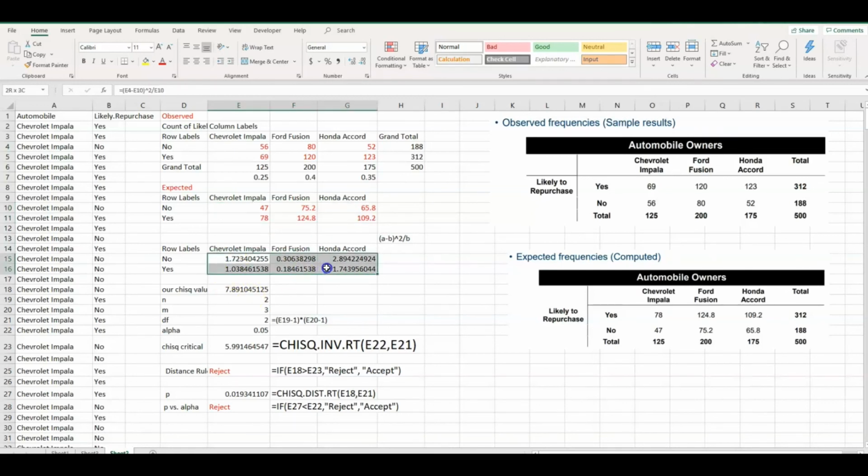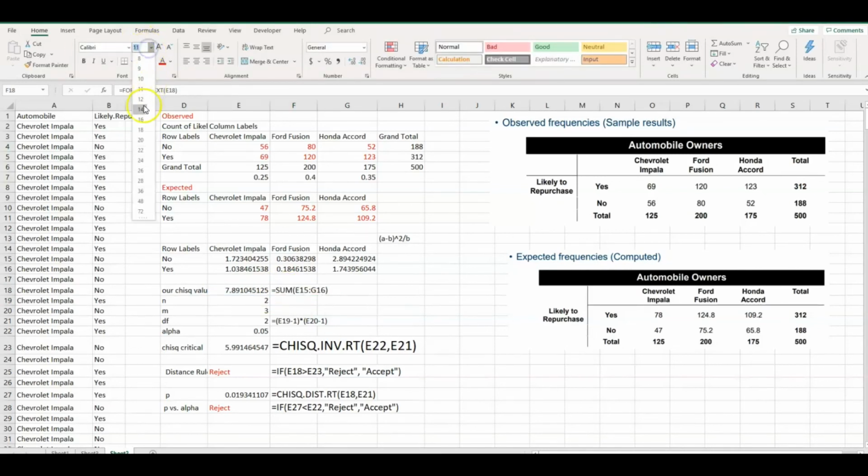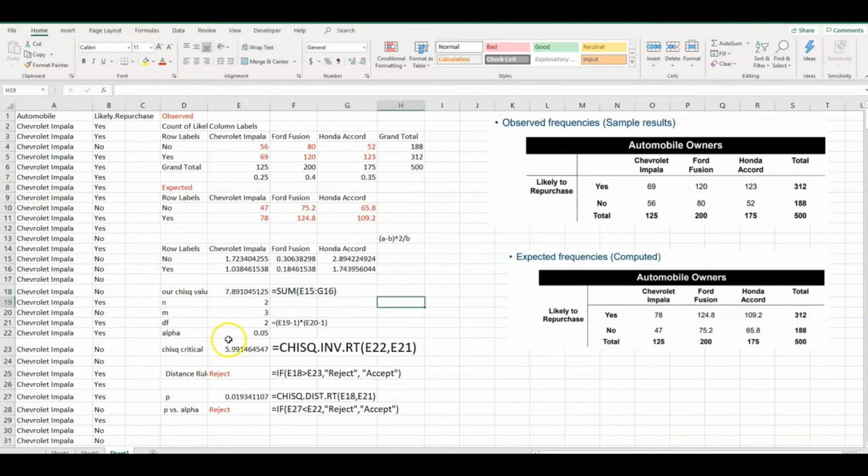Then we calculate according to this formula. We calculate another 2x3 matrix: A minus B squared, divided by B. So this is our first value. The summation will be our chi-square value. So this is its total summation. Then we calculate the critical value.